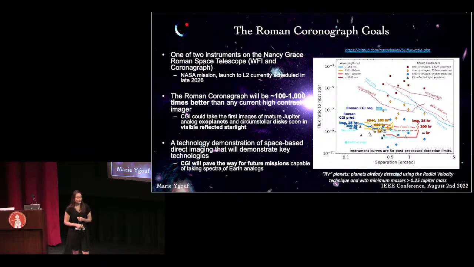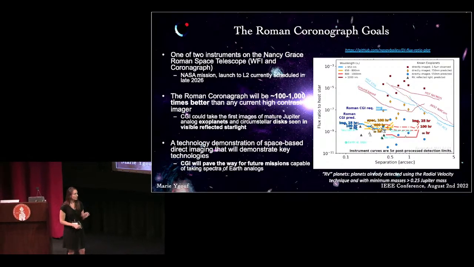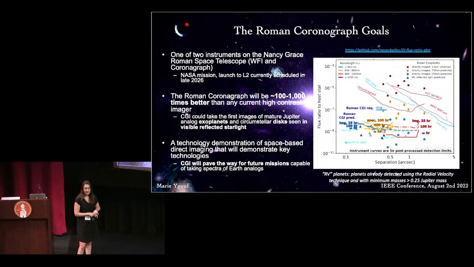And the goal of this instrument, which is a technology demonstrator, is to show that we're able to detect and characterize exoplanets at very, very high contrast imaging. The requirement is actually 10 to the minus 7, but the coronagraph itself has been designed to reach much better contrast, down to 10 to the minus 9.